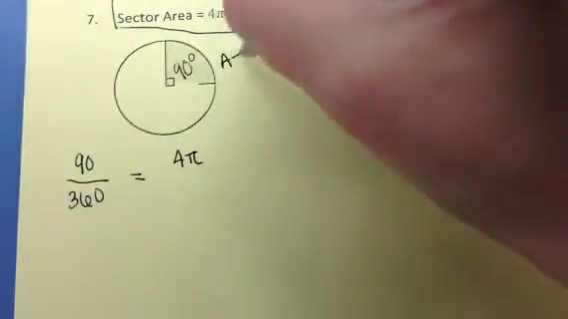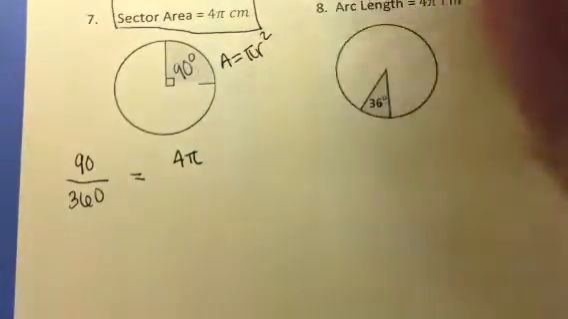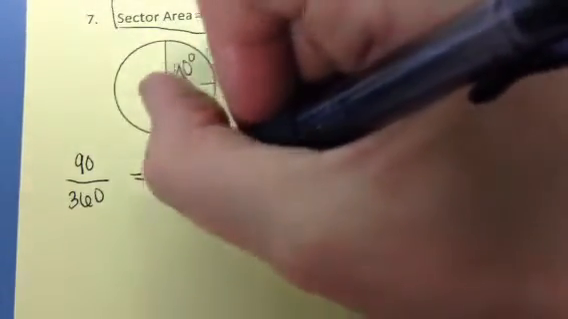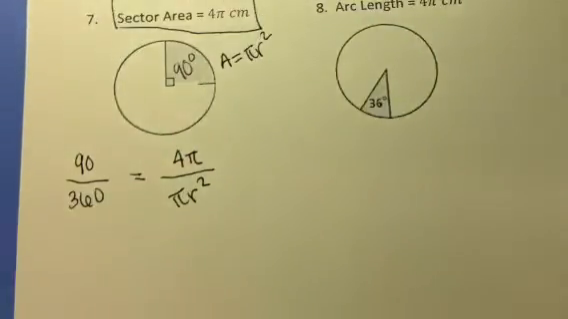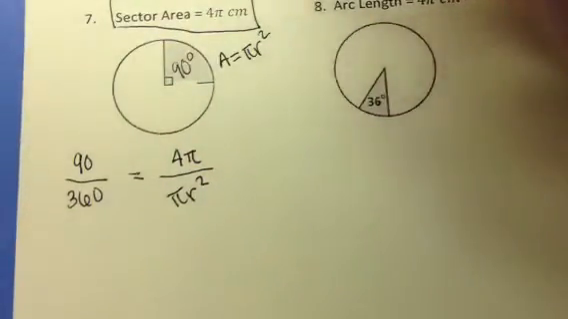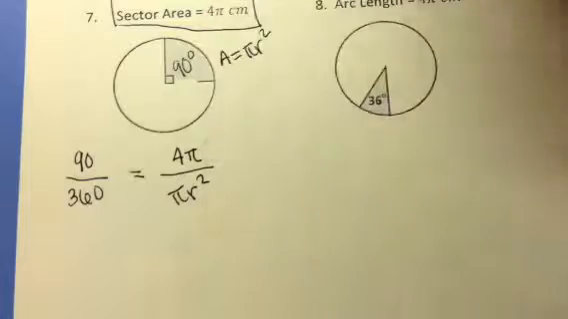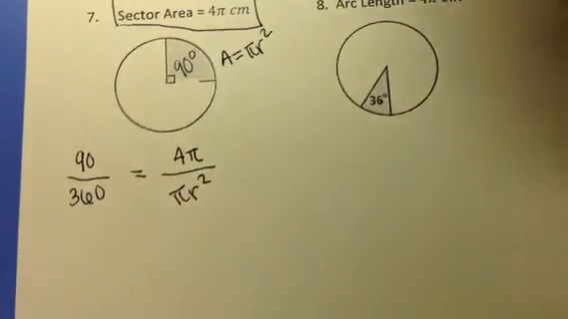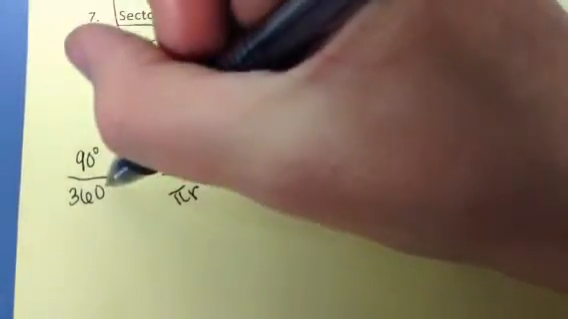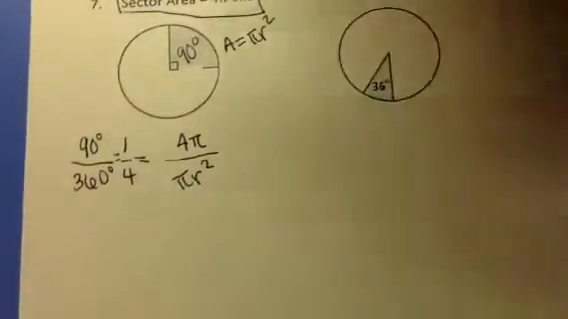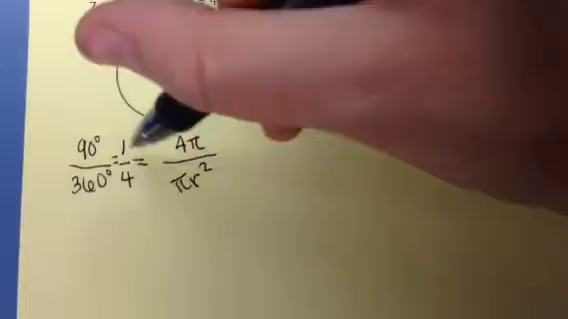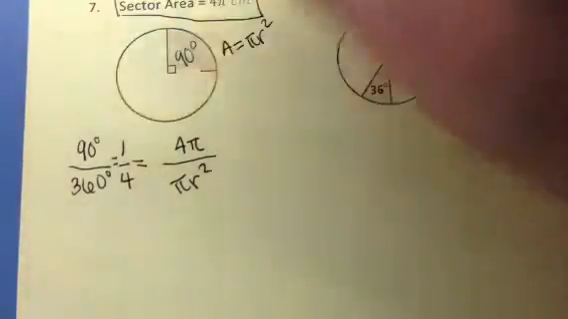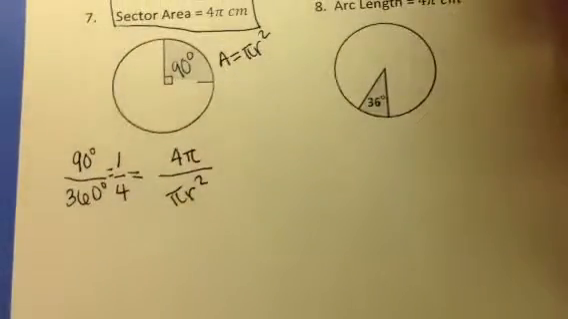And I know the area of a circle is pi r squared. So I'm just going to write pi r squared because the only thing I don't know about that area is the radius, or the radius squared. So I'm going to cross multiply, but before I do that, I know that 90 divided by 360 is 1/4. So just to make my math a little easier, I'm going to simplify this and use 1/4 instead of 90 over 360. You should get the same answer no matter what though.